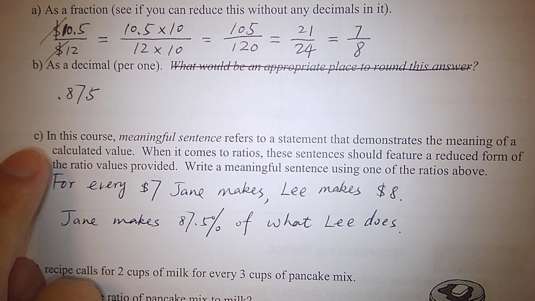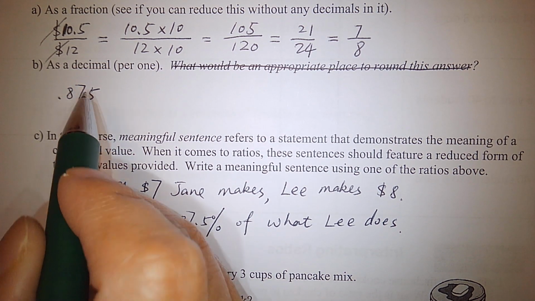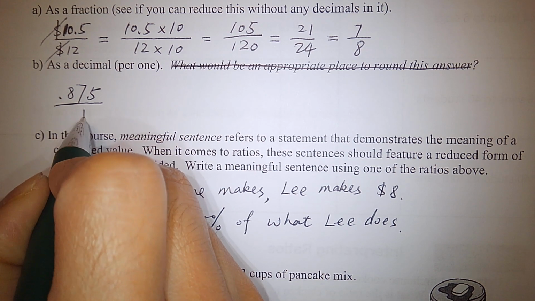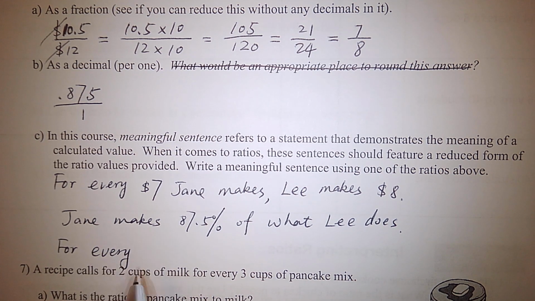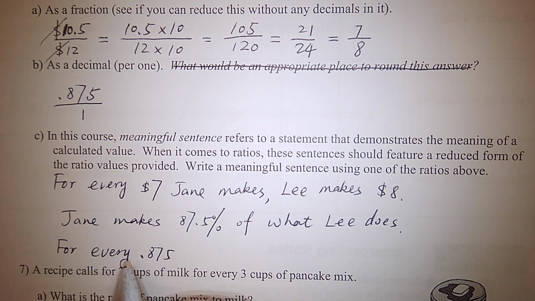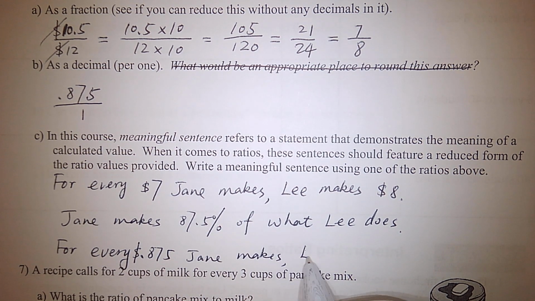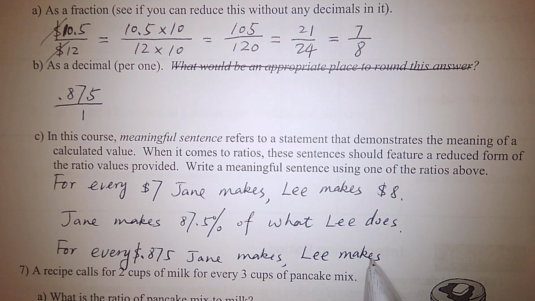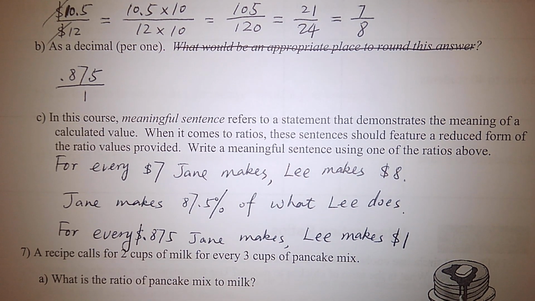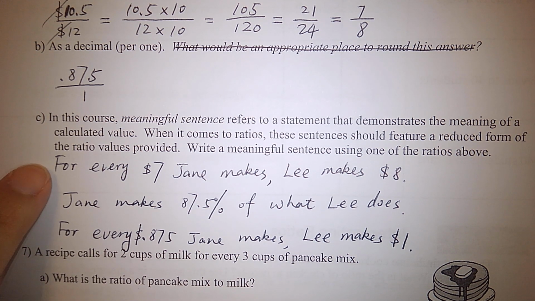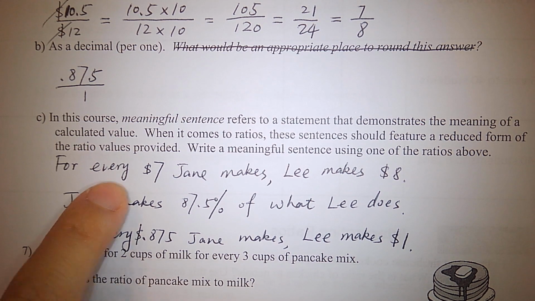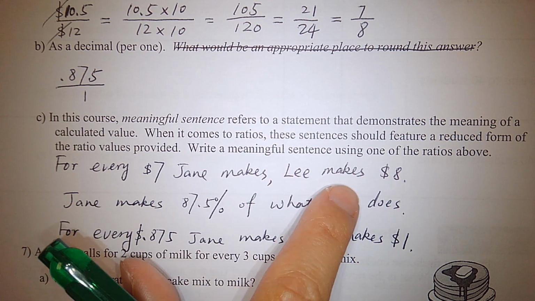Or you can write another sentence. Because the decimal number, it's the same thing as what? Per 1, right? So you can also say for every $0.875 Jane makes, Lee makes how much, guys? $1, yes. Either sentence works. You don't have to answer all of them, just make one sentence that you feel the most comfortable with, okay? But the idea is the same thing, comparison. For every something, the first person does this, and then the second person does what?